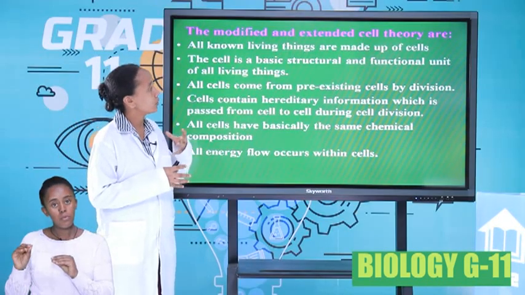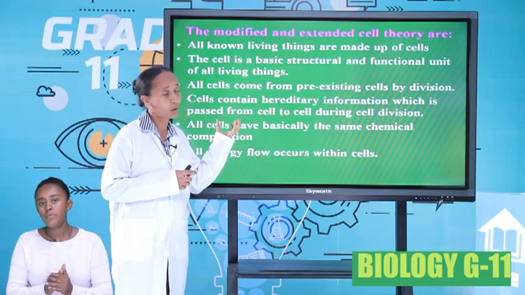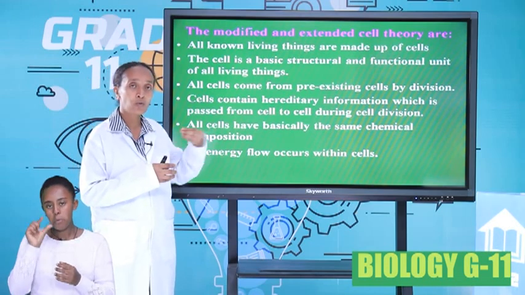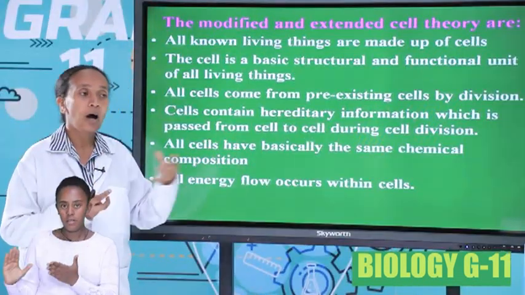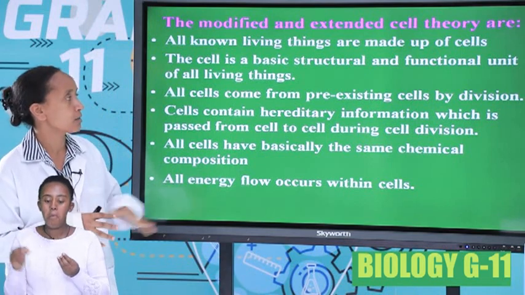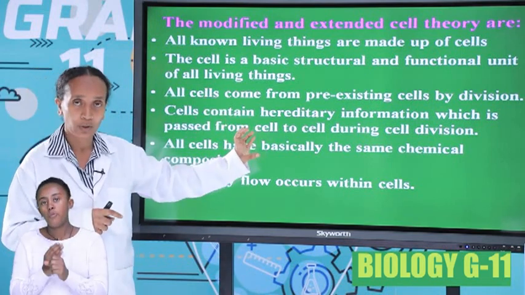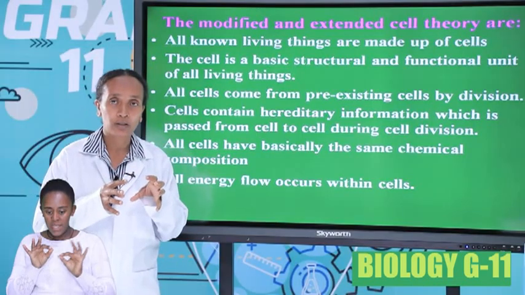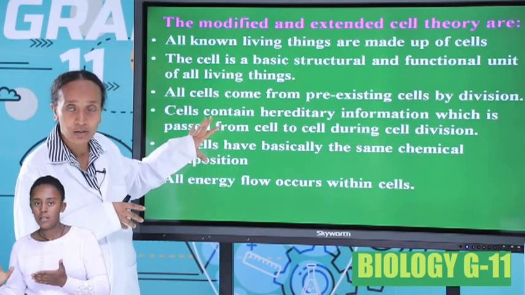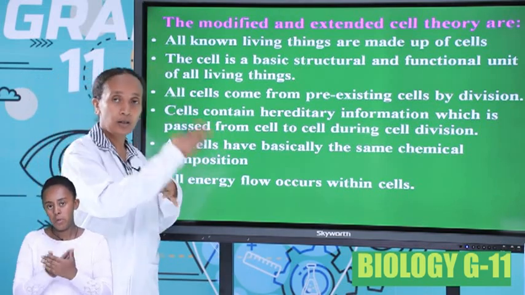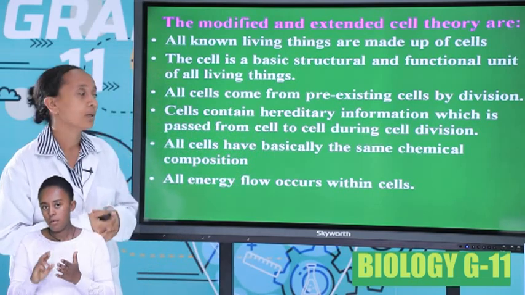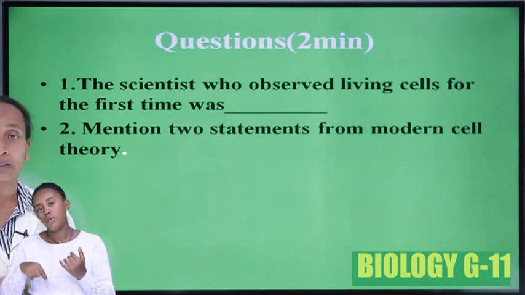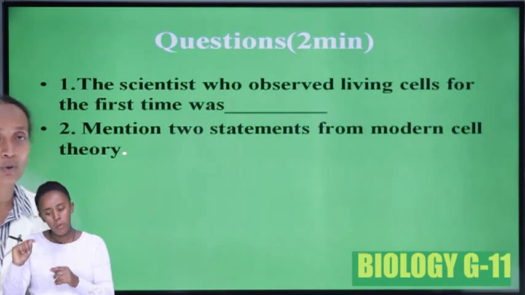Students, you have to remember that the modern cell theory rejects some ideas from previous theories and adds some additional ideas to formulate the modern cell theory. So you are expected to pick the statements that are rejected in modern cell theory but were stated in previous cell theories. Up to now we have seen the different cell theories, the modern cell theory, and so on.